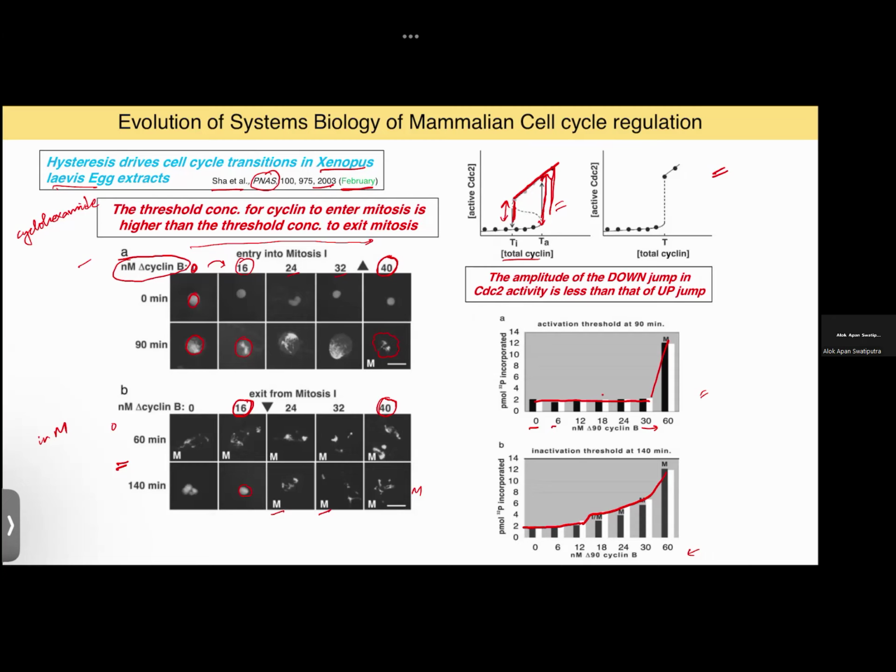Think of how good a model it is, that it was proposed 10 years back, and after 10 years they did the experiment and proved it. Now you see how good models can have independent verifications. This paper came out in PNAS, in February 2003, and Tyson is one of the corresponding authors in this paper. So this is a collaborative work.